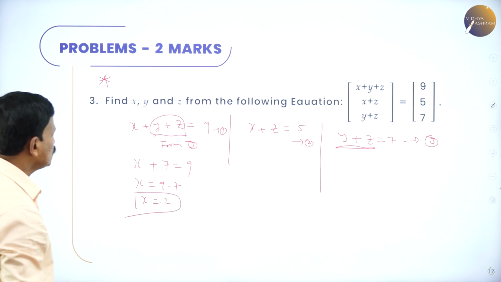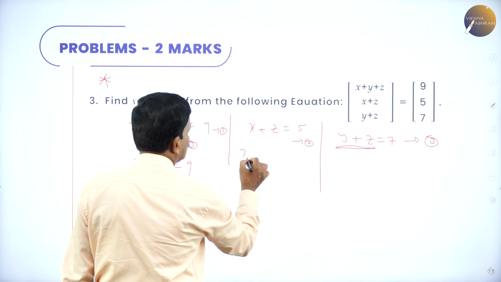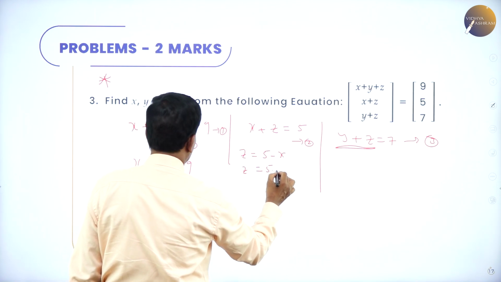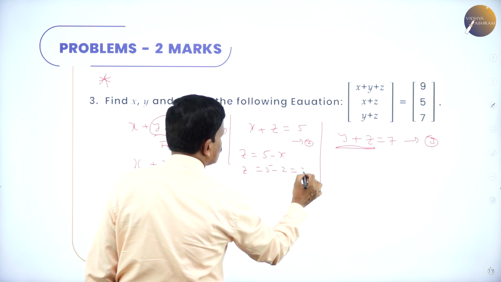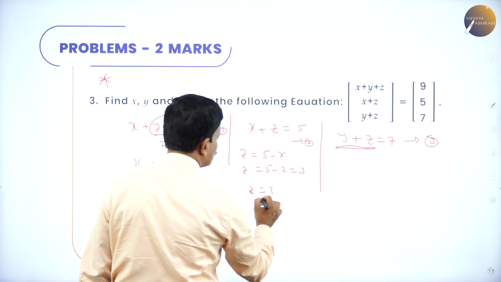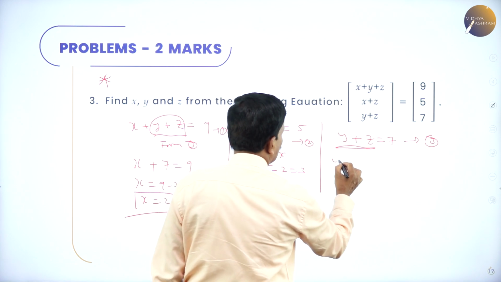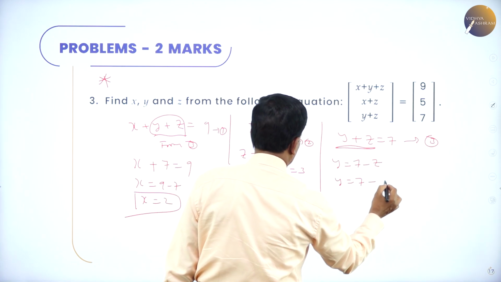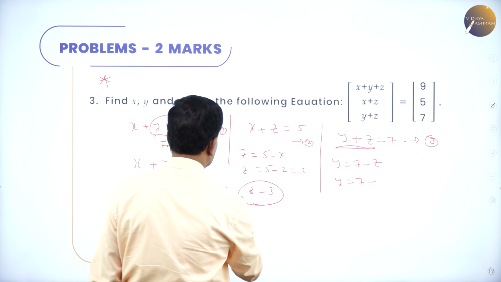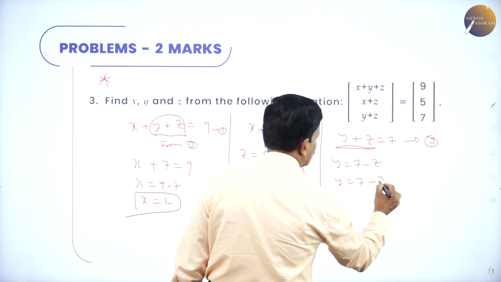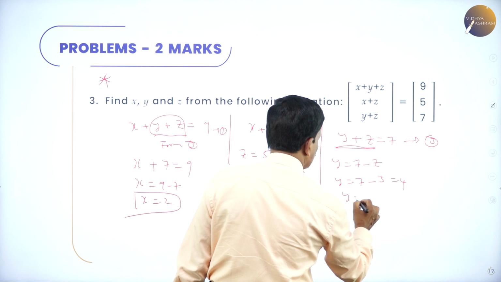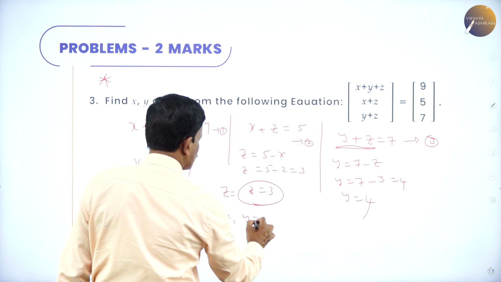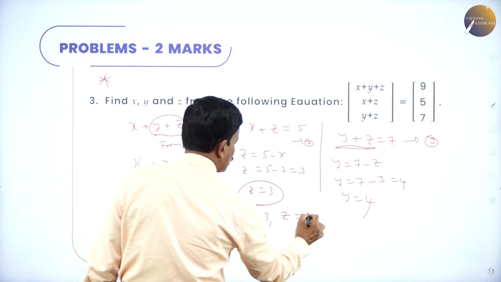Okay. Now, substitute the value. Z is equal to 5 minus x, which is 5 minus 2, that is 3. So z is equal to 3. Now from this, y is equal to 7 minus z. That is equal to 7 minus 3, this is z, that is equal to 4. So y is equal to 4. Therefore, x is equal to 2, y is equal to 4, z is equal to 3.